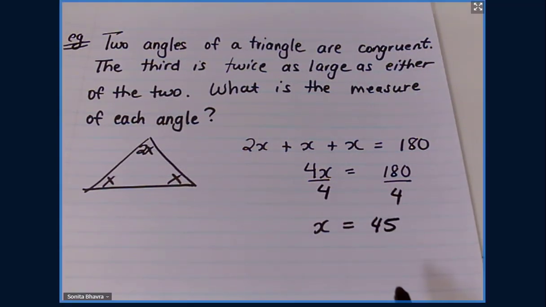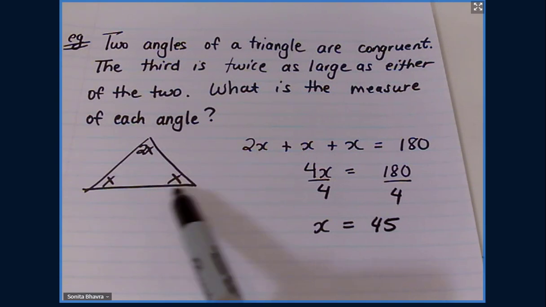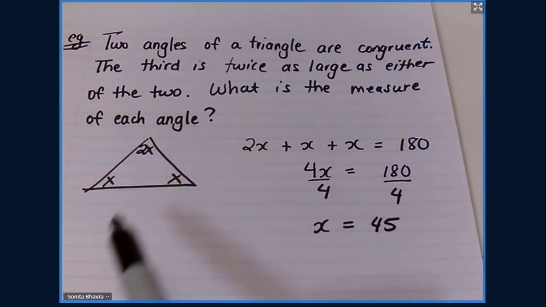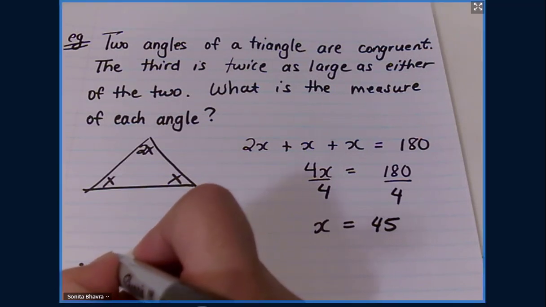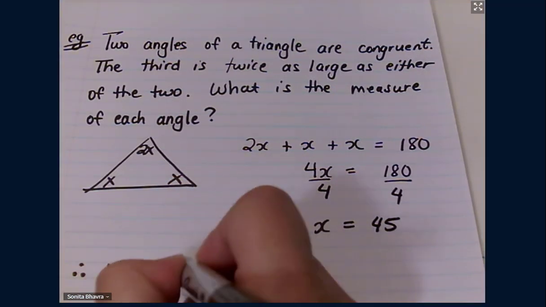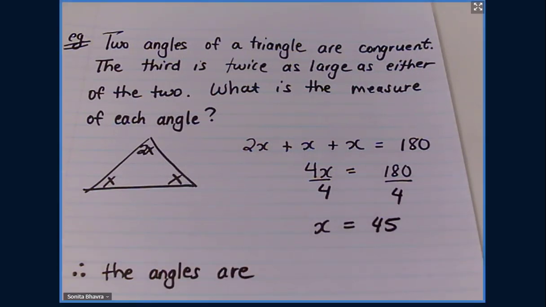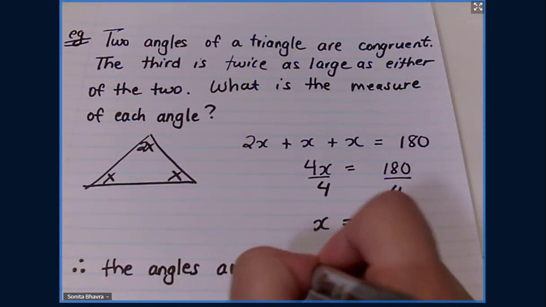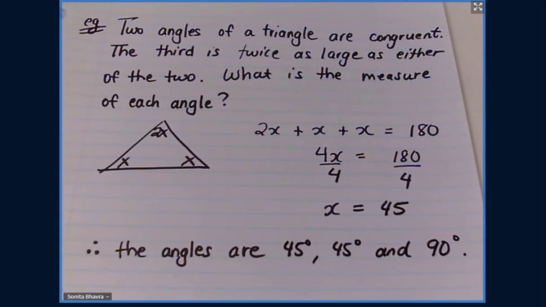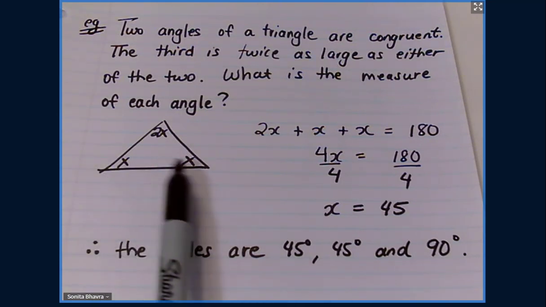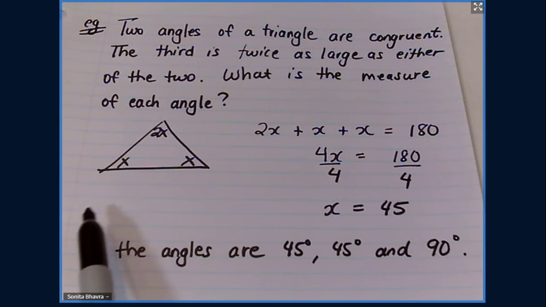All right, so that means that this angle here is 45, this angle is 45, and then this one is going to be 2 times 45 to give me 90 degrees. So the angles are 45, 45, and 90 degrees. It's very important that you do go back to your diagram to see what expression you gave for each angle so that you can actually give the correct angle.